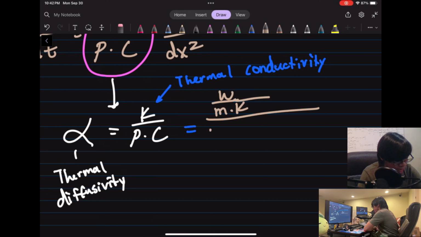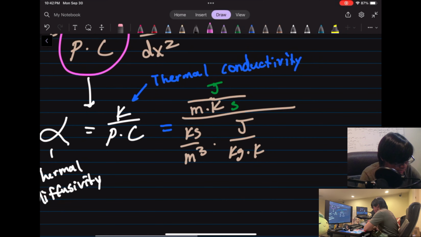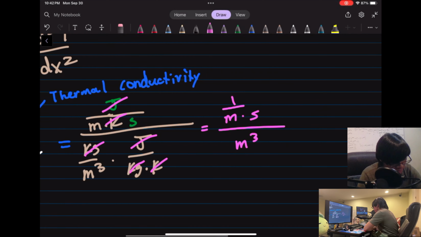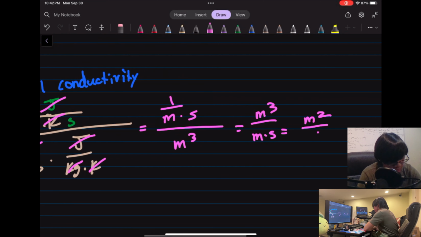So plugging that in here, checking our units, we have watts per meter Kelvin. Density, as we know, is kilogram per meter cubed. Specific heat, joules per kilogram Kelvin. And I'll go ahead and turn our watts here into joules per second as well. Finding the units cancel, joules and joules, kilogram, kilogram, Kelvin, Kelvin, and you're left with meter times second over meter cubed, which simplifies to meter squared over second.